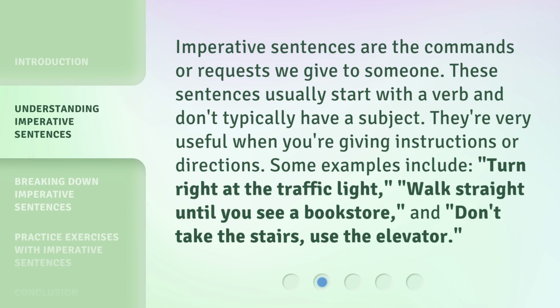Imperative sentences are the commands or requests we give to someone. These sentences usually start with a verb and don't typically have a subject. They're very useful when you're giving instructions or directions. Some examples include: turn right at the traffic light, walk straight until you see a bookstore, and don't take the stairs, use the elevator.